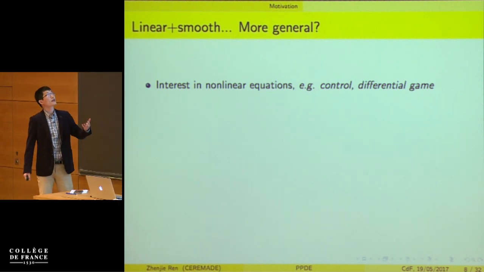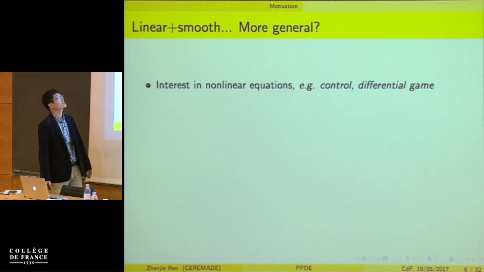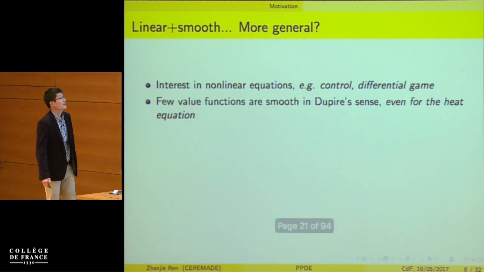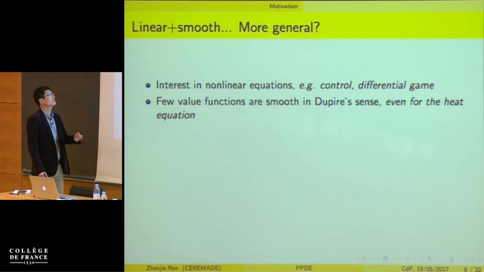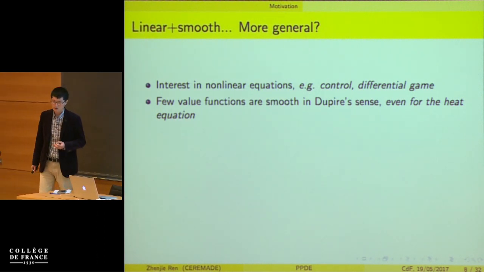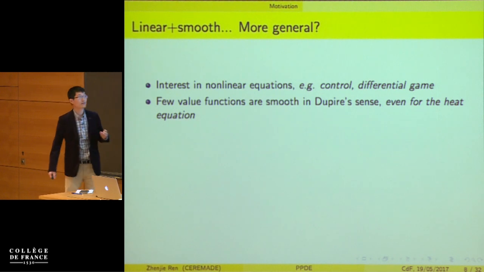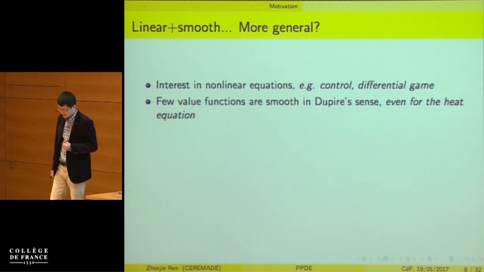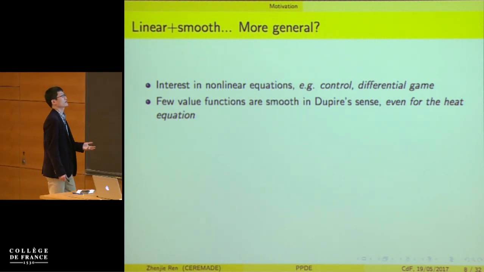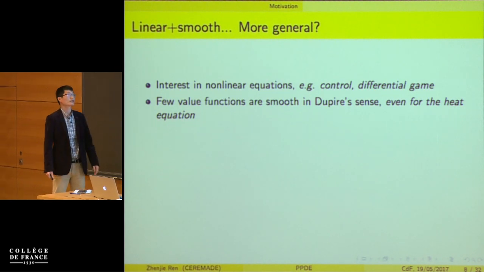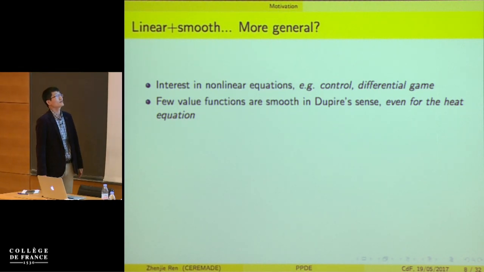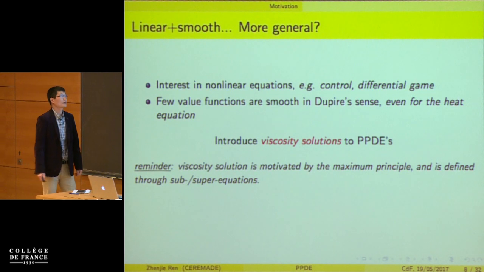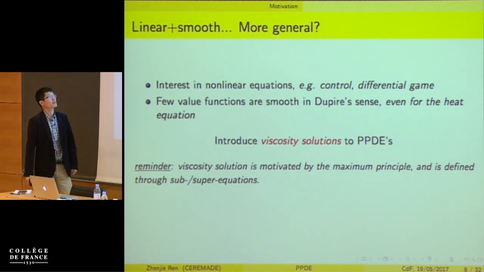So till now we have solved the problem of the linear equation with classical smooth solutions. But of course, we want to go beyond this case. We are interested in nonlinear equations because we consider control problems or differential games. Also, there are very few value functions which are smooth in the Dupire sense, even for the linear case. It's different from the PDE. In the path-dependent PDE, even for the heat equation, you can easily construct examples in which the value functions are not smooth, not even continuous in fact. That's why we are motivated to introduce the viscosity solution to the path-dependent PDE.